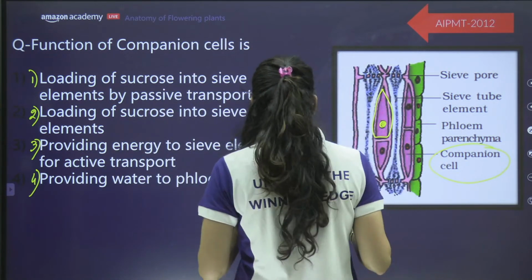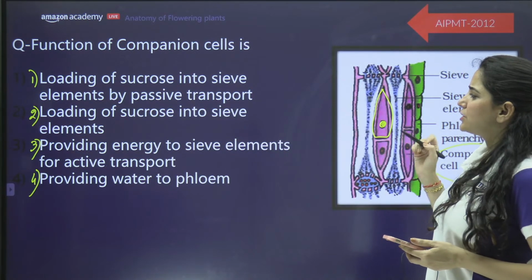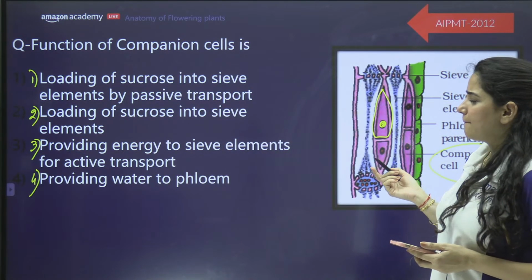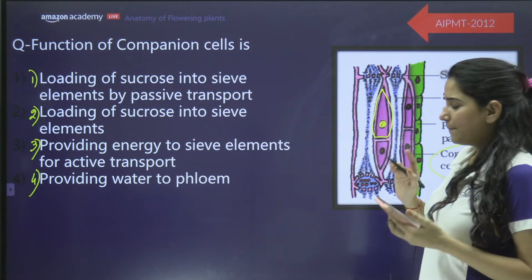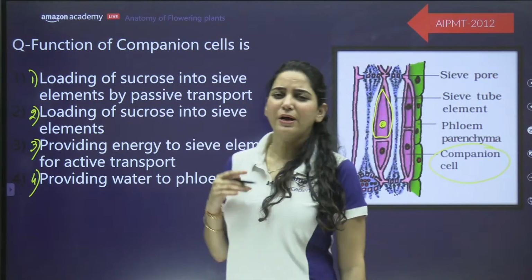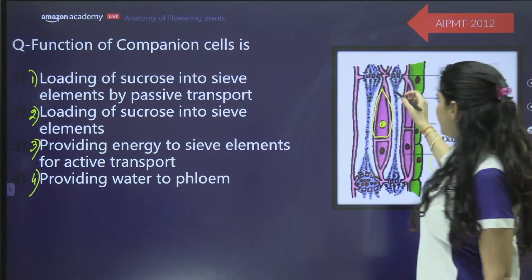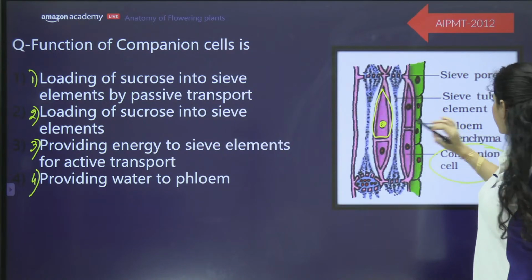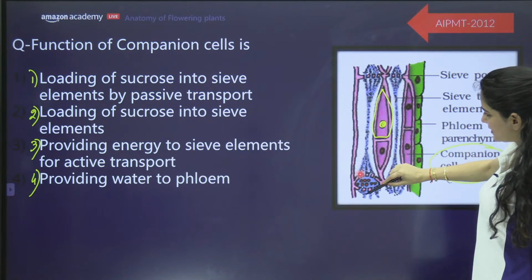Okay, coming back here. क्या होगा? Function of companion cell. Loading of sucrose into CPU by passive transfer, या loading of sucrose into C elements. But I will tell you right now, right here, you guys memorize it. CPU is the main. You can see this one is the CPU.